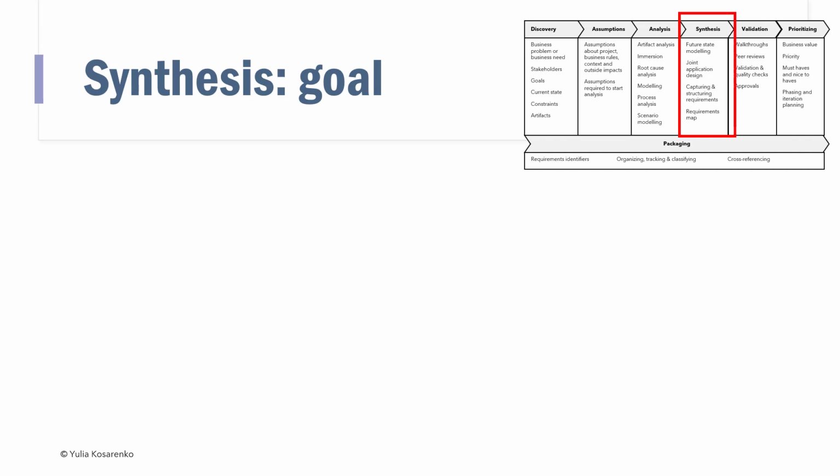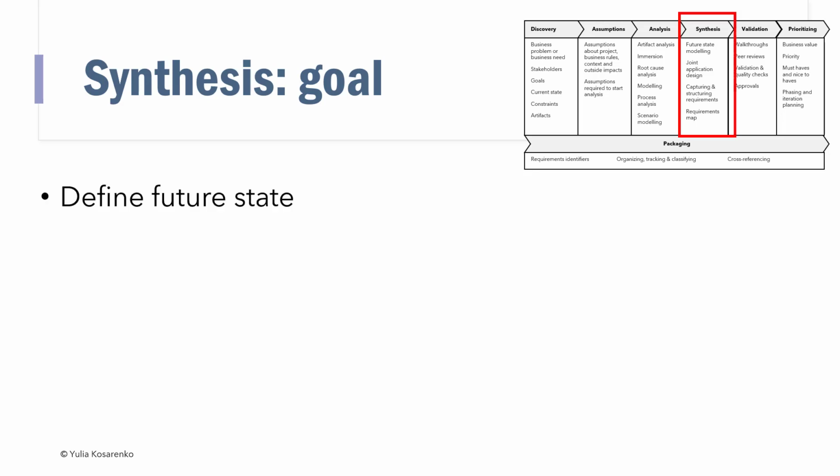Okay, so let's talk about synthesis. We've analyzed current state, we've figured out the root cause, we have a very good idea about what's happening today. Now you say, okay, what is it we want to achieve? What is this future state? Let's start visualizing this solution, defining the solution, and then capturing it using various techniques, capturing your business requirements then.